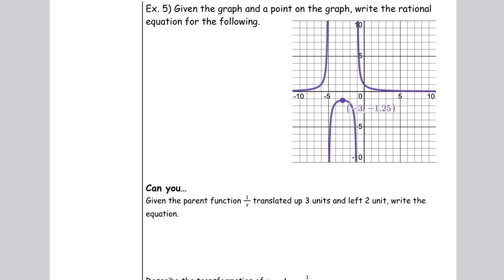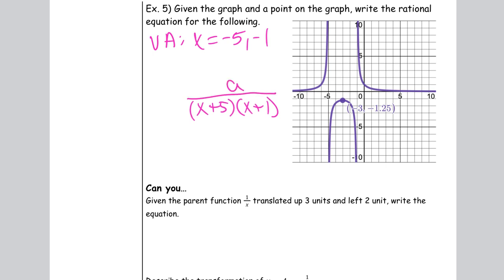Okay, so here we go. What about this one? I need vertical asymptotes. x equals. Okay, so that means I have x +5 and I have x +1 all over. I don't know what a is. What's my horizontal asymptote? Okay, so therefore I don't have a k value off to the side. What's -1.25 as a fraction? Okie doke. So now I got -5/4 equals a over, and I'm going to plug in -3.